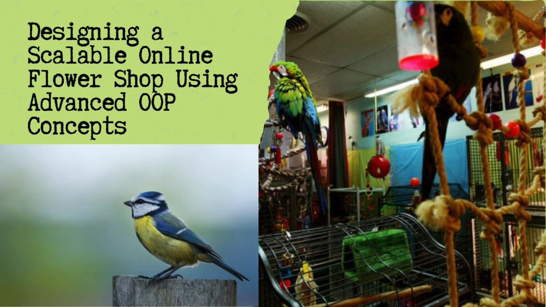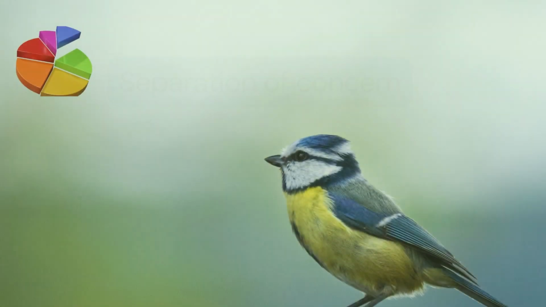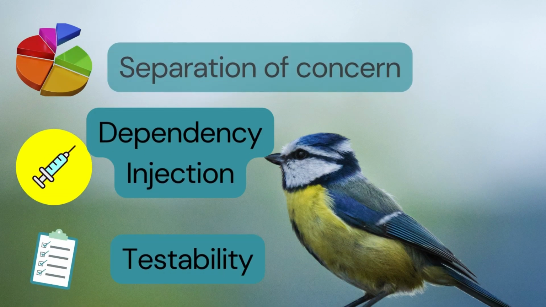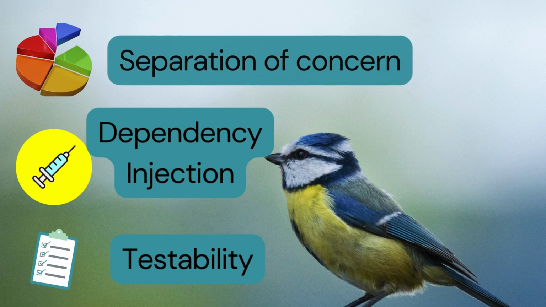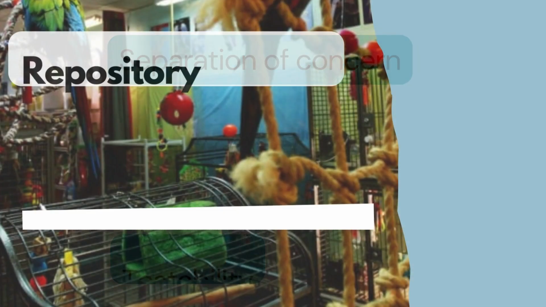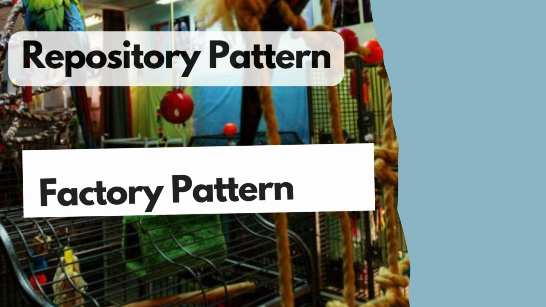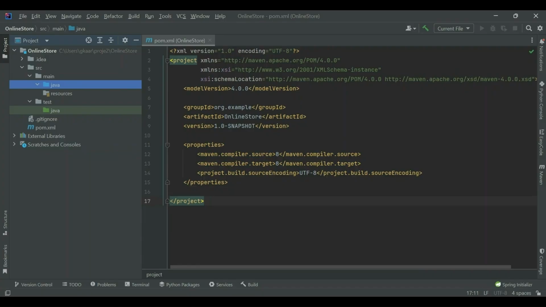Hi, in this video, we'll design a scalable and maintainable system for an online bird shop using advanced OOP concepts and design patterns. We'll focus on separation of concerns, dependency injection, and testability. We'll be using a repository pattern and factory pattern, ensuring the system is robust and adaptable to future changes.